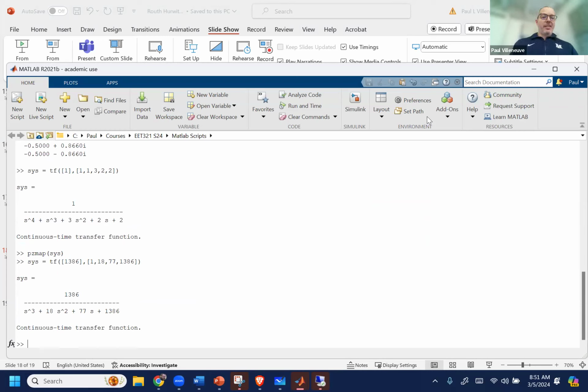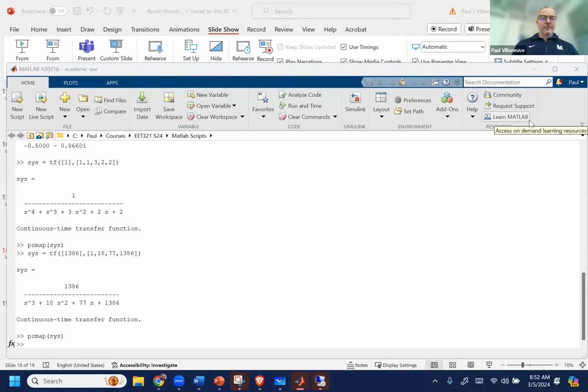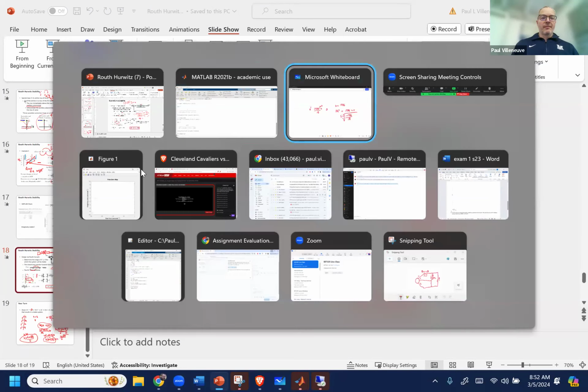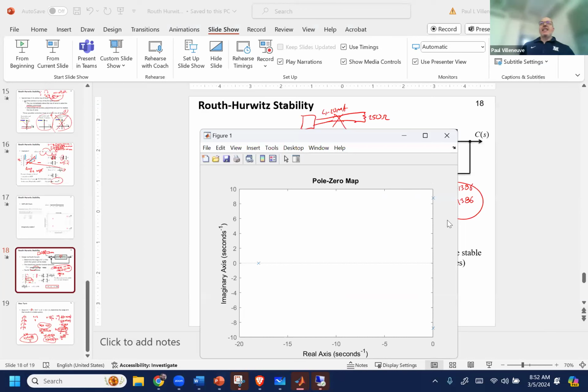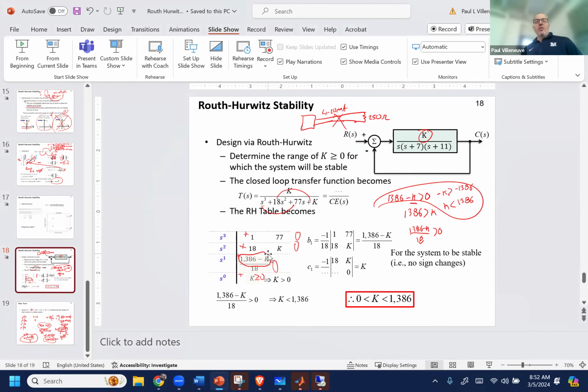Now let's pzmap that one. And here we go. At k equals 1386, it becomes right at marginally stable. So a question could be: find me the value of k that makes this an oscillator. Sometimes you use this auxiliary equation, or the zeros, to get a row of zeros so that you can pick a value of k and know that you get a marginally stable system.